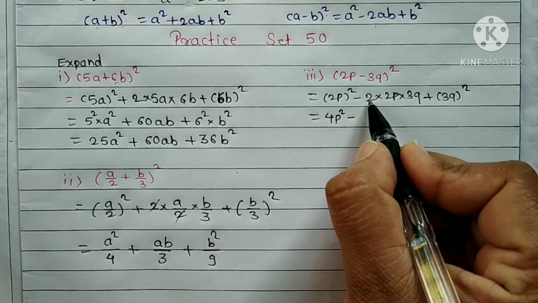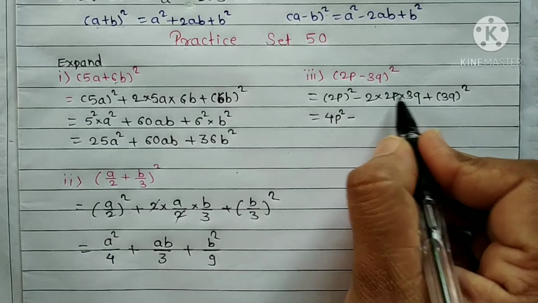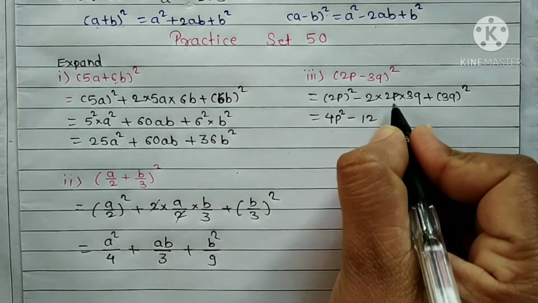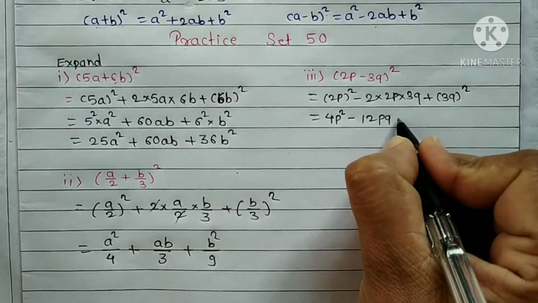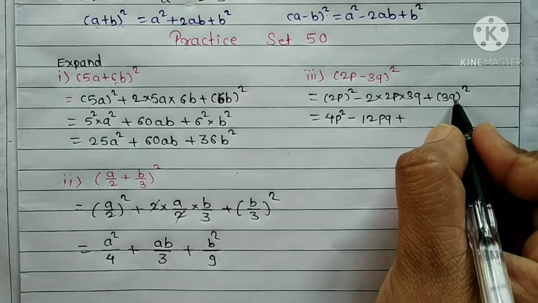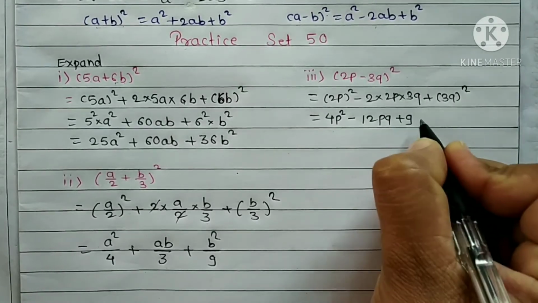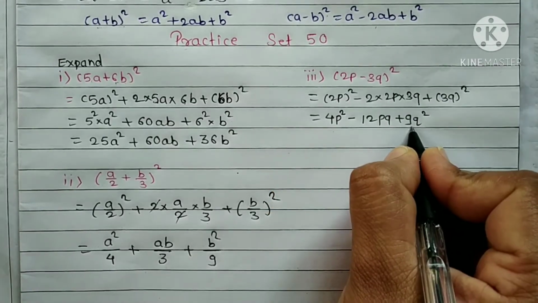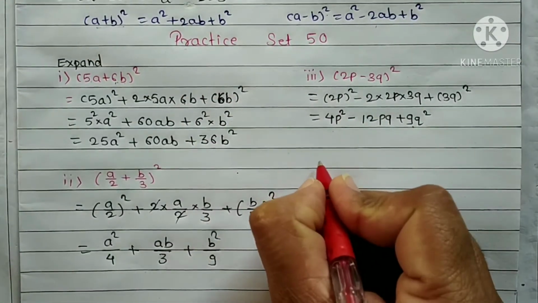write down the multiplication of constants: 2 2s are 4, 4 3s are 12. Now the multiplication of variables, that is p into q is pq, plus (3q) whole square, that means 3 square, 3 square is 9, and q square.